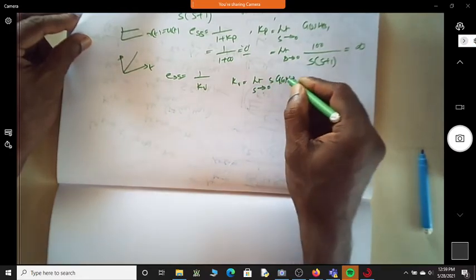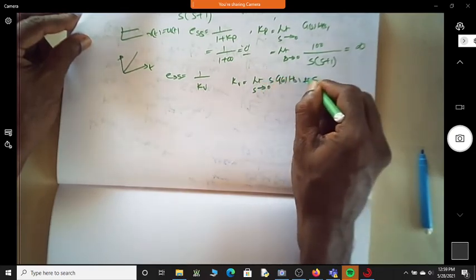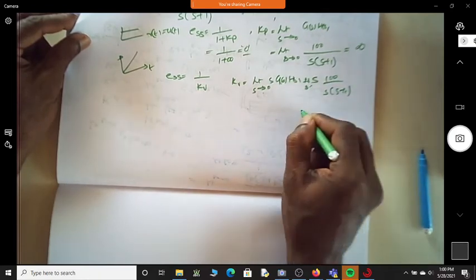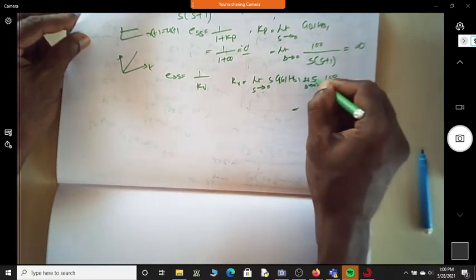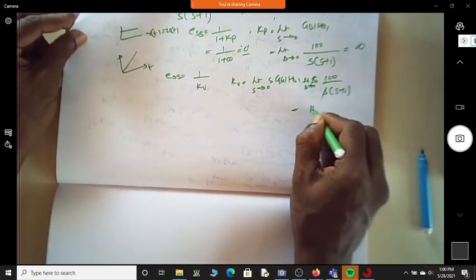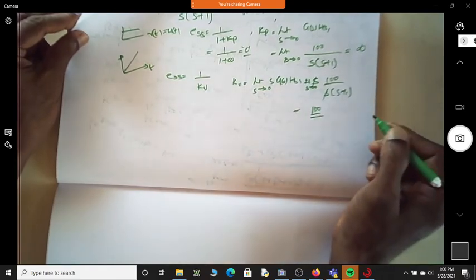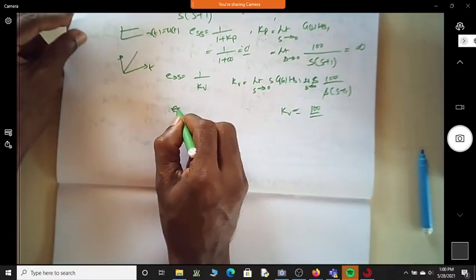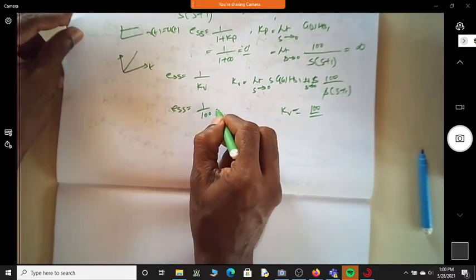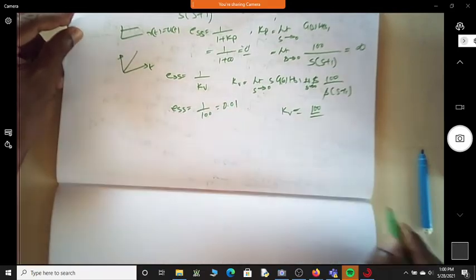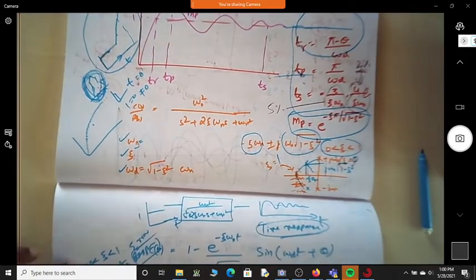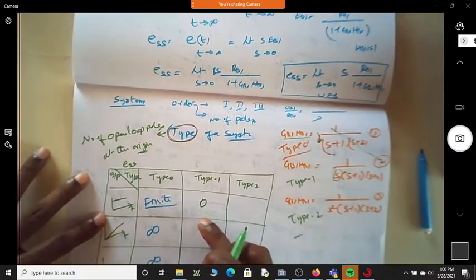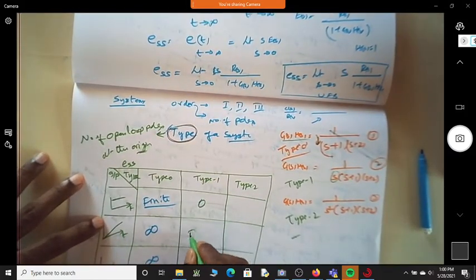This is limit of s tending to 0, s into 100 by s into (s plus 1). If you apply s tending to 0, this s and s will cancel. So it becomes 100. This is Kv. But what is ESS? ESS is 1 by 100, which is 0.01, a finite error. You can see now, type 1 with ramp input gives finite error.